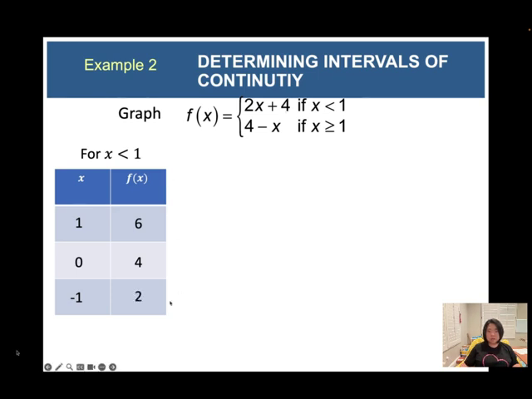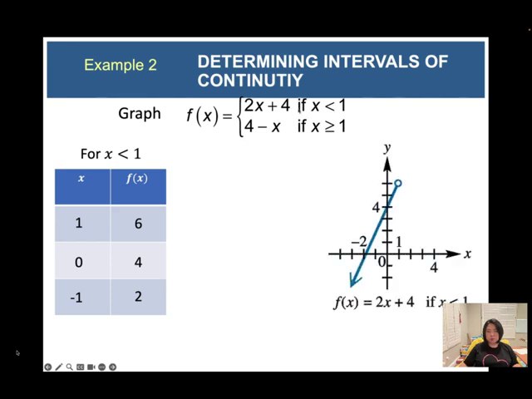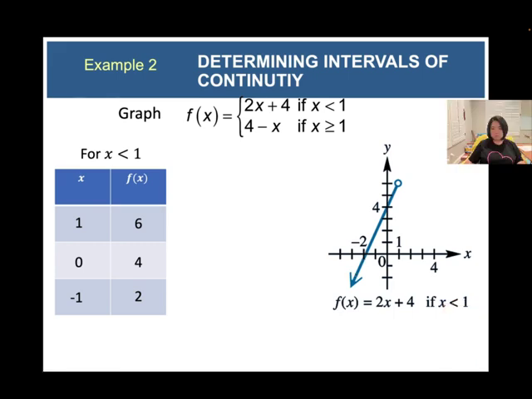Okay, after we're done with this table, we can graph the first equation. You're going to see when x is equal to 1 and y is 6, at this coordinate we're going to use the open dot to represent it because x cannot be equal to 1. Okay, (1, 6), we're going to use the open dot to represent it. And then we have (0, 4), (-1, 2). Okay, so it's going to keep going, the linear equation.